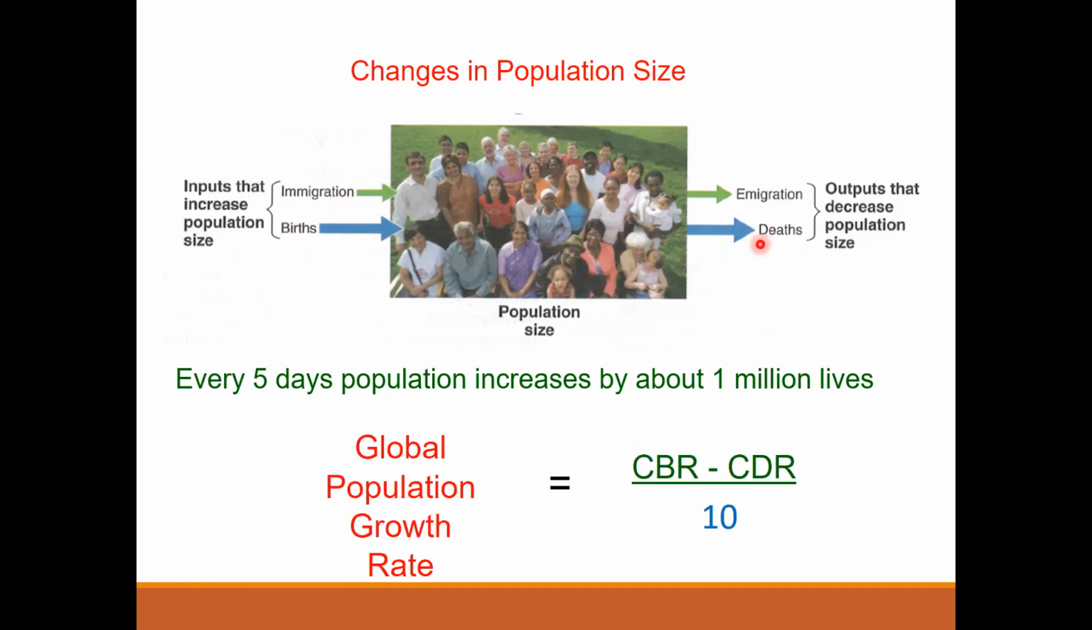So if you want to calculate the global population growth rate, you would need the crude birth rate minus the crude death rate, divided by 10, right? And that was in the Friedland reading, which is just the birth rate and the death rate per every 1,000 people. And then you divide it by 10, and that's going to get you a population growth rate.